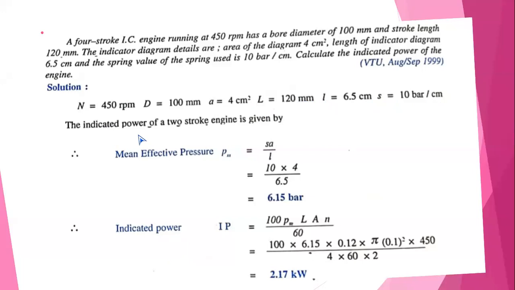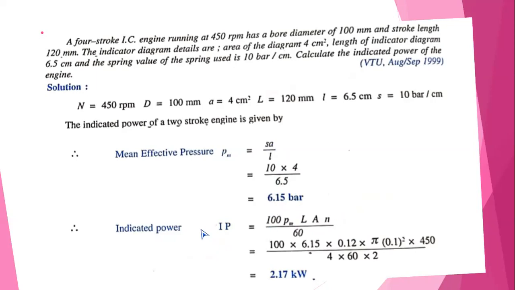The indicated power is given by the mean effective pressure PM equal to S A divided by l. So you have the value: S is 10, A is 4 and l is 6.5. You have the mean effective pressure PM as 6.15 bar.